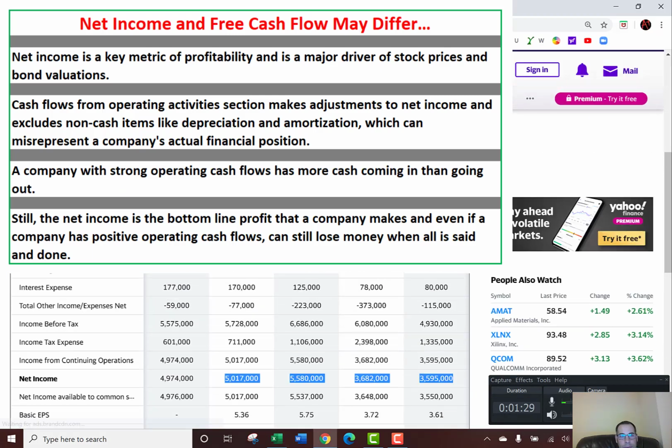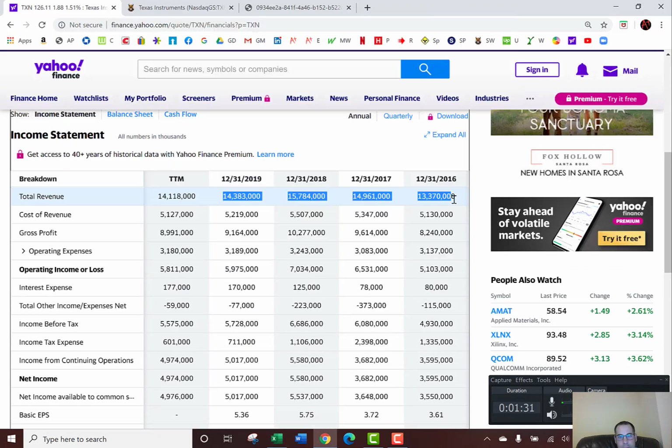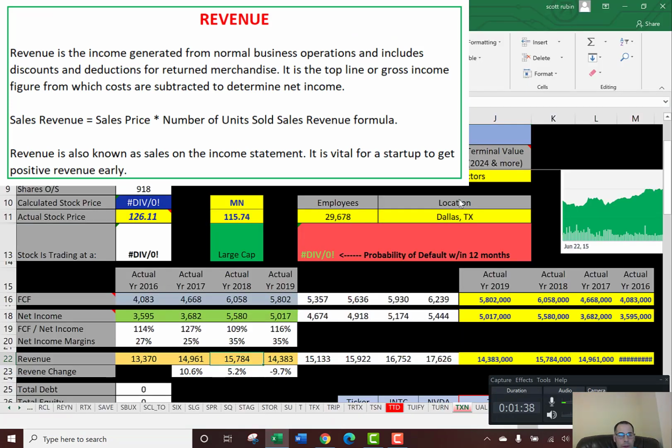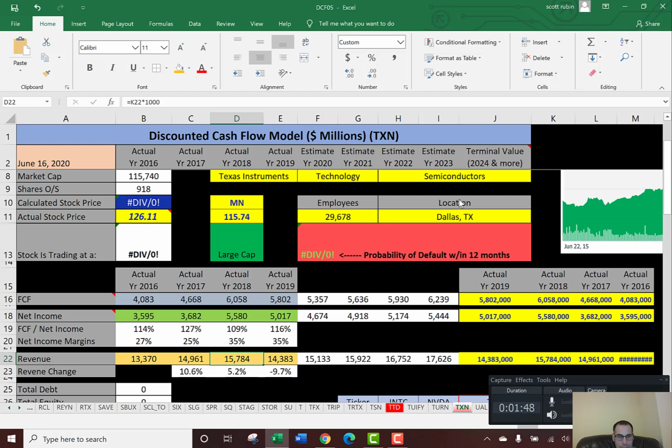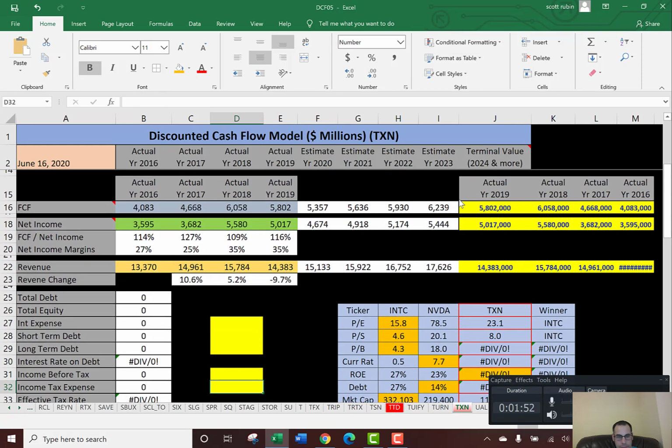We also need the revenue, which is just the sales for each year. And you want to look at the numbers too. Make sure they look fairly consistent and there's no big negatives, because it's hard to value a company with negatives and with numbers that are inconsistent. So this looks pretty good. So I think we're going to be able to get a value for this company.